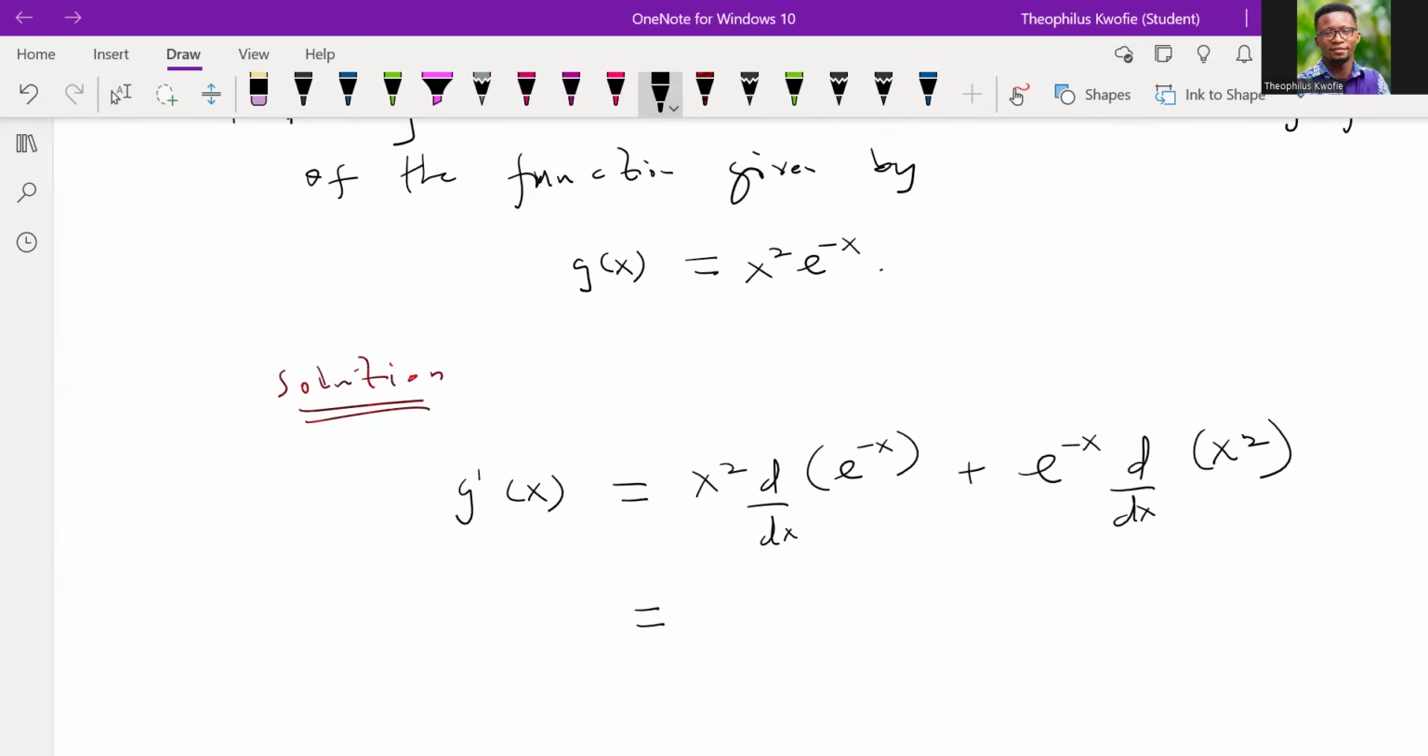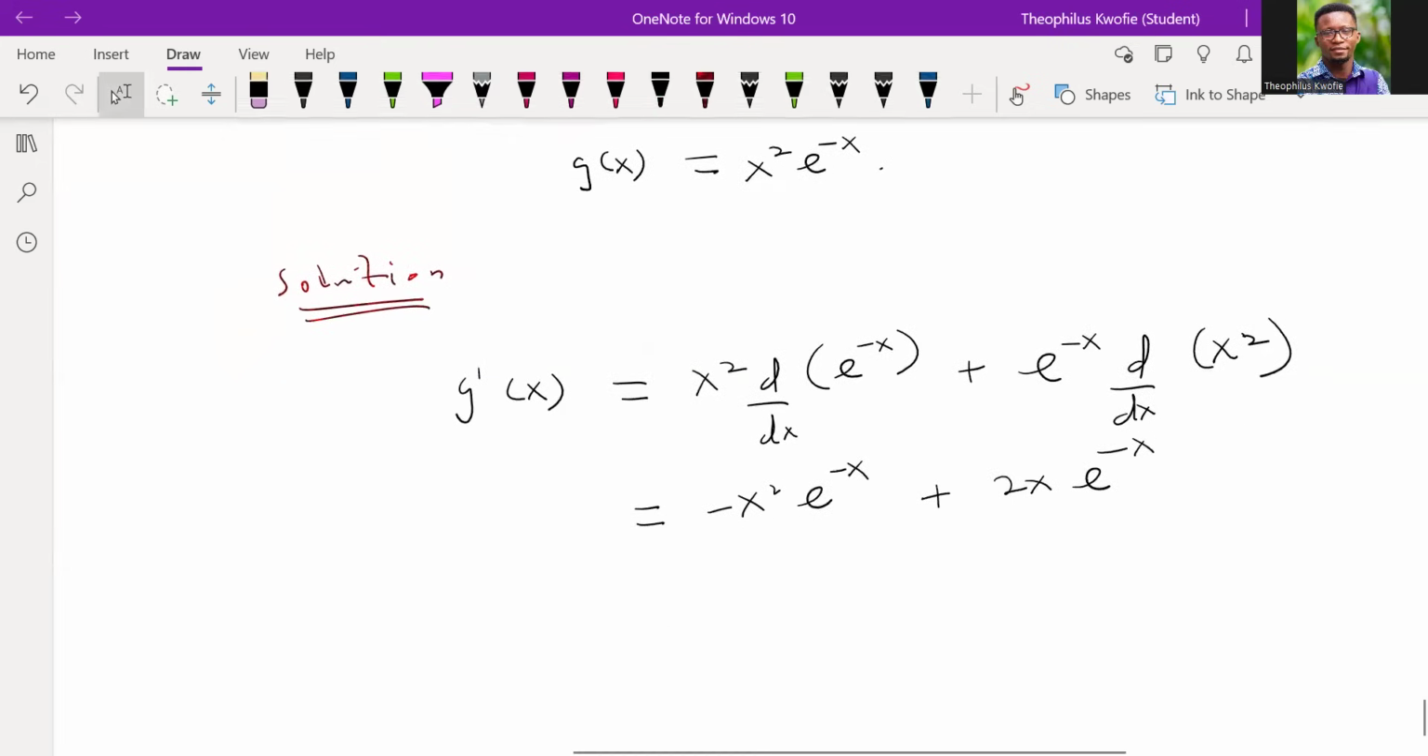Now, when you differentiate e to the power minus x, that gives us minus e to the power minus x, multiplied by x squared. And when you differentiate x squared, you get 2x, which we multiply by what is outside. So we have something like this, right? At this point, what we'll do is find the critical points.